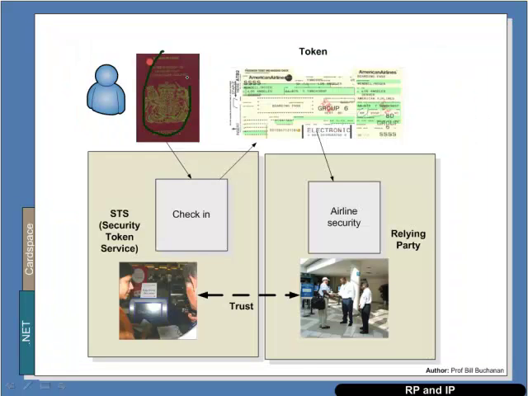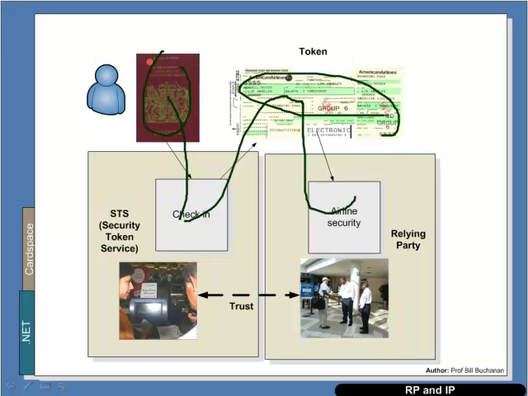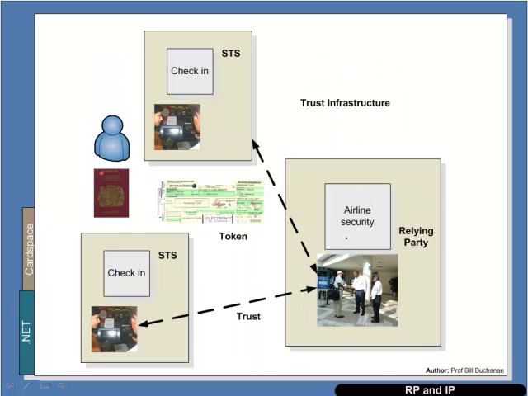This type of system we've seen many times. We take our passport to check-in, we then get a token from check-in, and if airline security trust check-in, then they will accept the token that we've been given. And it's this trust that we will have in the future between identity providers and relying parties.